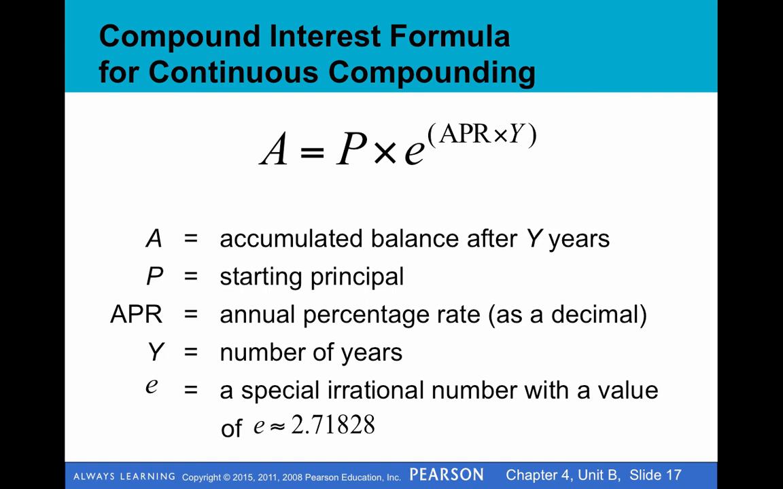Compound interest formula for continuous compounding. This is not really real in the financial world, but it can happen in certain instances in chemistry and physics and things like that, where we'll use this formula. The amount is the principal times the exponential growth factor, which is e, to the APR times years.